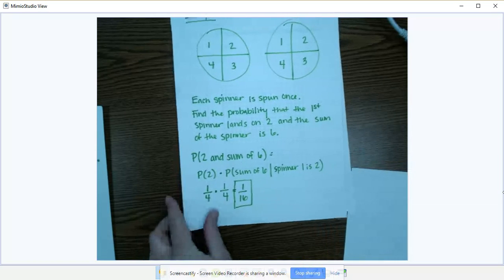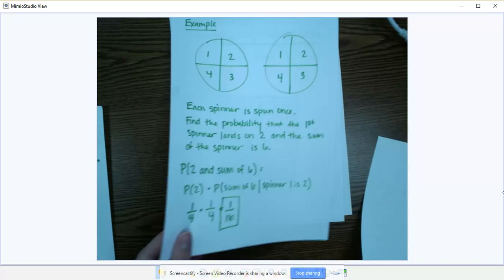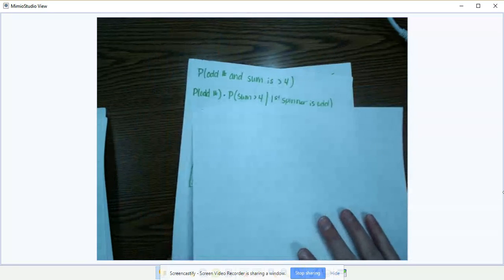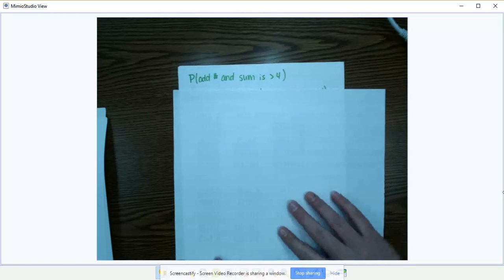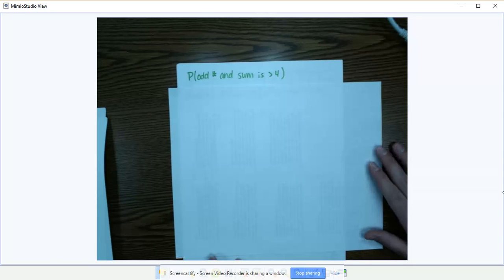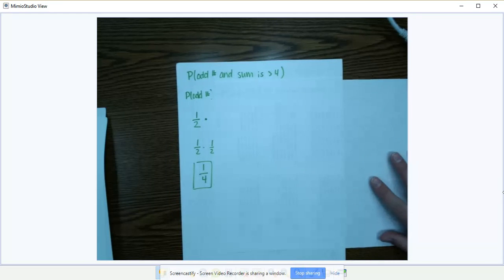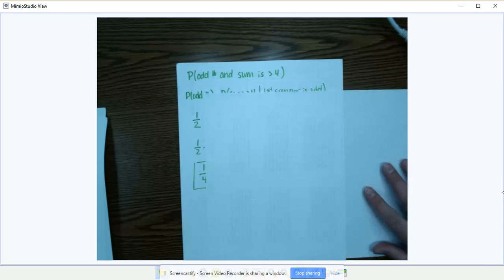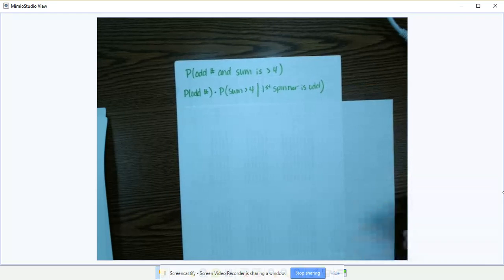Okay, we're going to use these same spinners, so remember what they look like. We're going to find the probability that our first spinner lands on an odd number, and then the second spinner gives us a sum greater than 4. So again, probability of an odd number, pretty simple. We get a half. Probability that our sum is greater than 4, given that our first spinner is odd. That gives us a few more options.